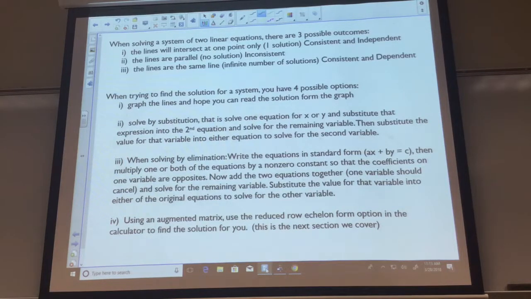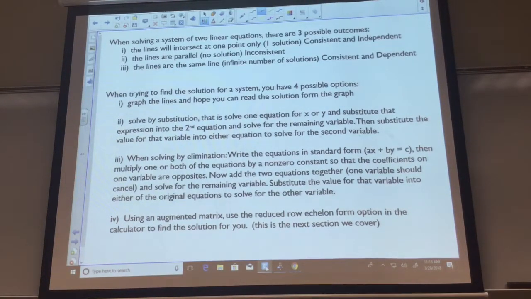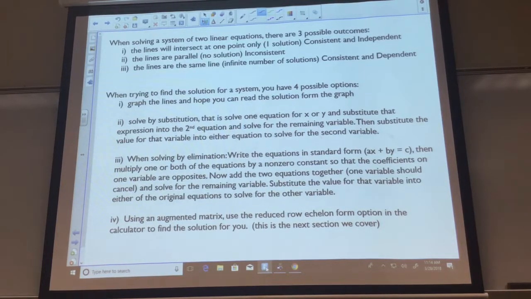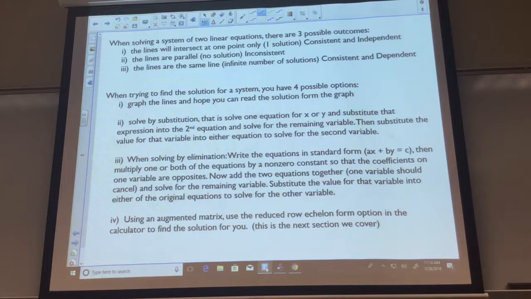From a graphic standpoint, it's also quite possible that the two lines that we graph up there might be parallel lines. And if they're parallel lines, they're never going to intersect. So there's never going to be a solution to them, and therefore the system is called inconsistent. We didn't get what we expected.